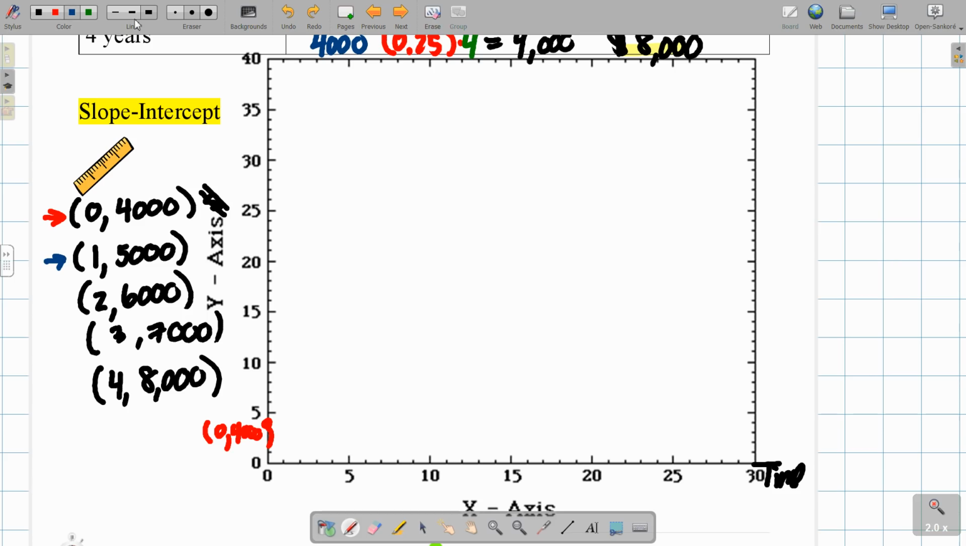At our first year, we have $5,000. So first year, $5,000. At our second year, $6,000. So second year, use your straight edge to keep that as accurate as possible. It's going to go right there. At second year, $6,000 is the green. At the third year, $7,000. I'm going to put that under third year, 7,000. And of course, the fourth year is 8,000.